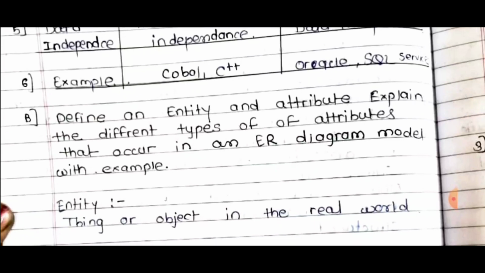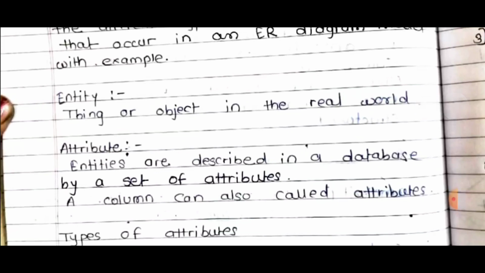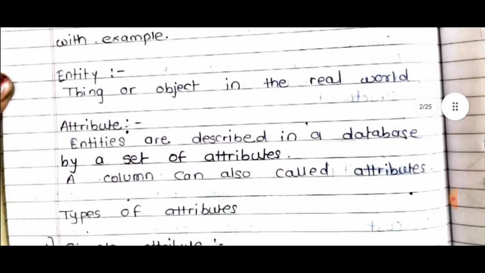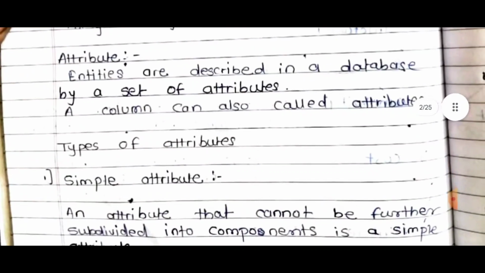Define an entity and attribute. Explain the different types of attributes that occur in an ER diagram model with example. Entity. Entity is a real world object. Attribute. Entities are described in a database by a set of attributes. A column can also be called an attribute.